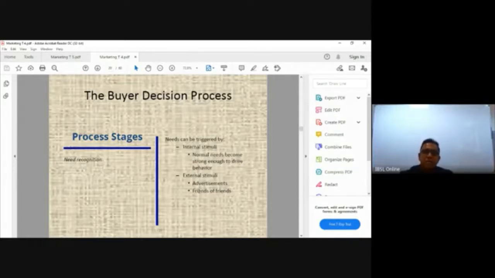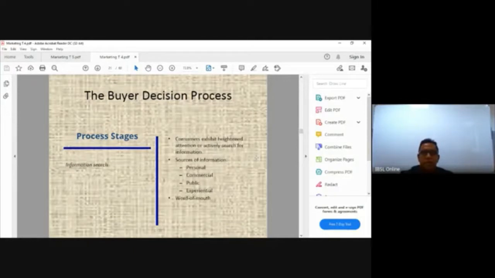Even if you don't want a particular thing, you feel like buying because others are influencing you. Say for example, you have a phone, and somebody is pushing you to buy a new model. They say your current phone is a very old type. Why not go for a new one with new features? So those are called stimuli, which come from internal as well as external sources.